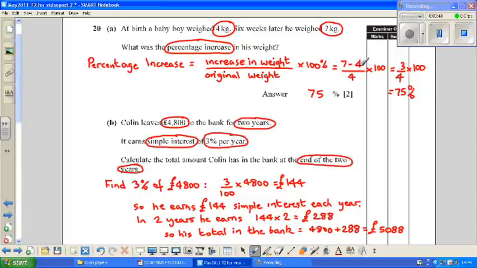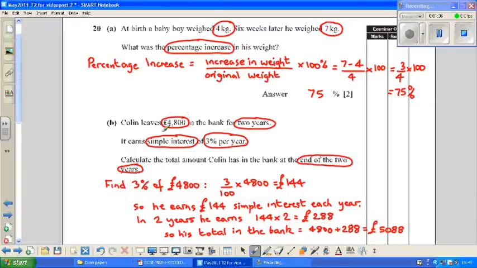So 7 take away 4 is 3, and we divide that by the original weight, which is 4, multiplied by 100. So if you want, you can key that into your calculator. 3 divided by 4 times 100 is 75%.